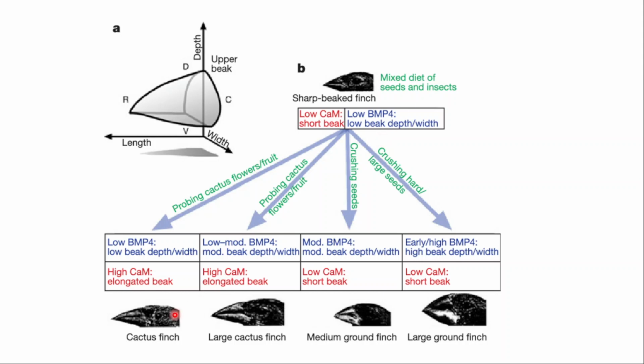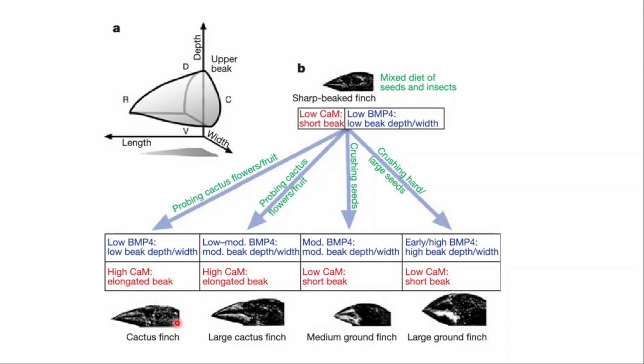So you can then speculate what the levels are in a cactus finch, which looks like this. We have a long beak but lesser depth. So long beak means high CAM, elongated beak, lesser depth, low BMP. Probing cactus, flowers and fruit. This is the cactus finch.